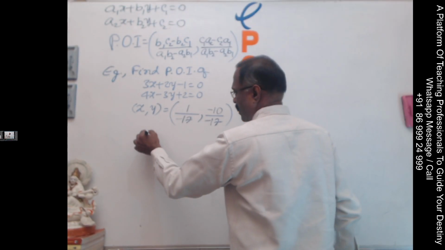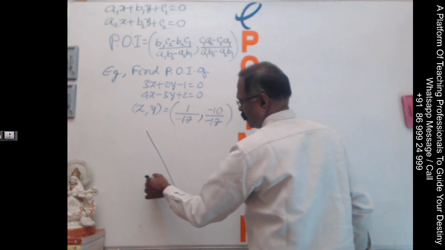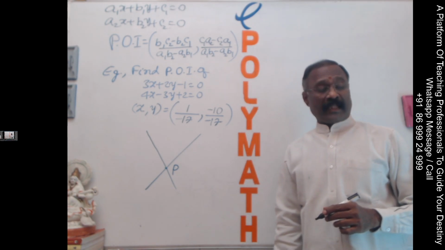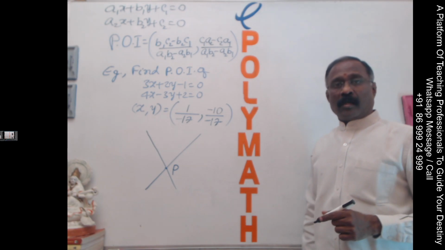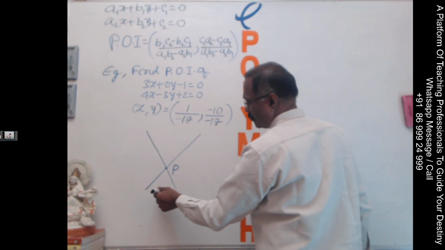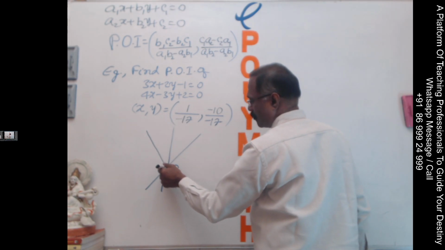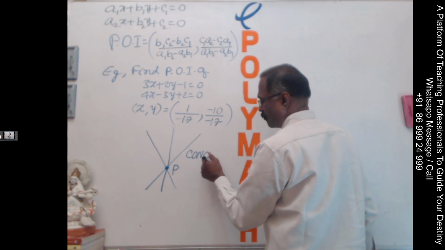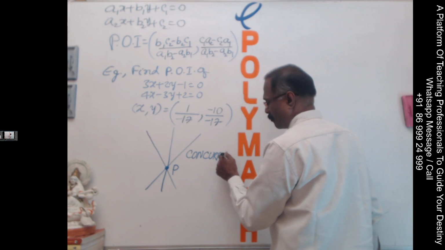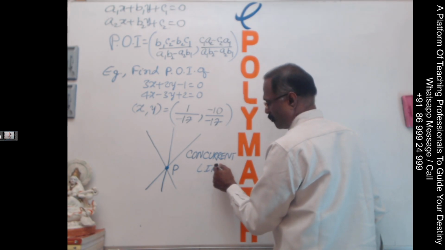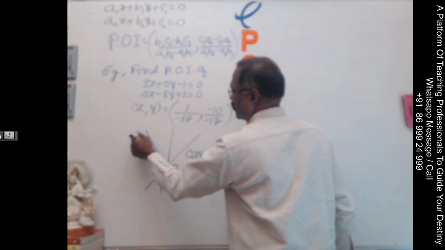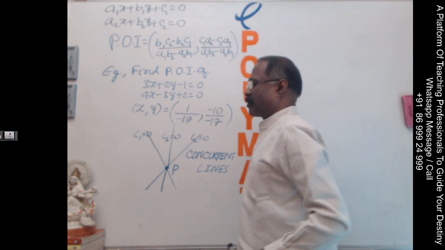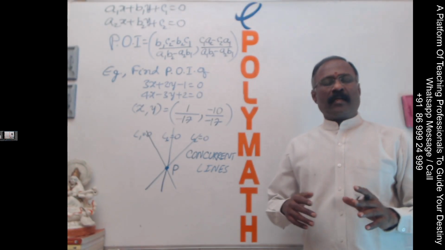Now, if there are two lines like this, how many points of intersection will be there? If they are non-parallel, one point of intersection will be there. Through this one point of intersection, if another line is passing like this, these three are said to be concurrent lines. So, L1 equal to 0, L2 equal to 0, and another line L3 equal to 0.